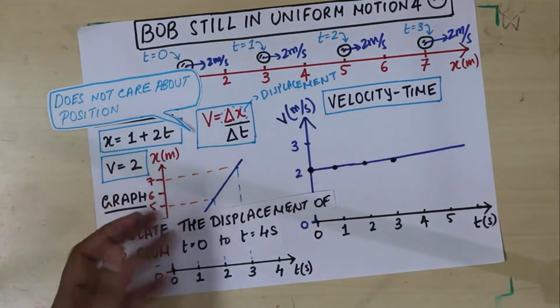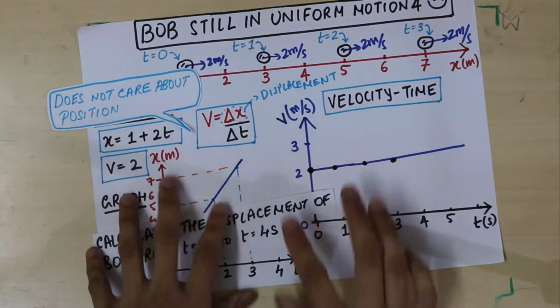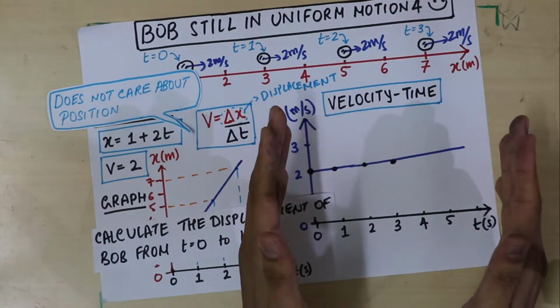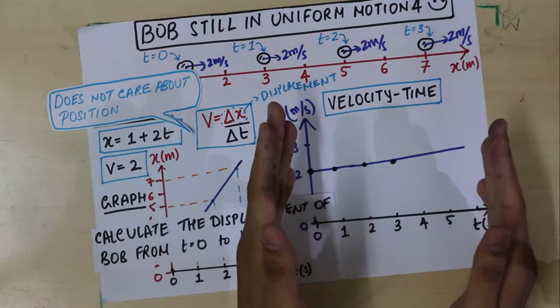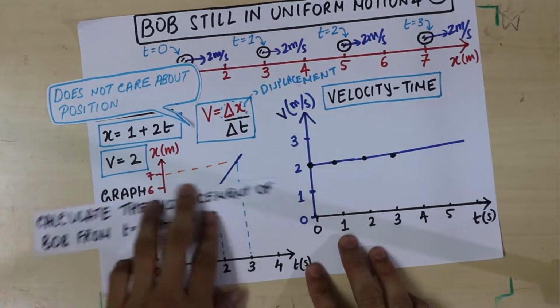This equation cannot tell. It can only tell you what the displacement is. But now my question is, how do you get displacement from the velocity time graph? Okay, not from the equation, but from the graph. We should be able to do that, and that's easy. I'll tell you what we'll do.